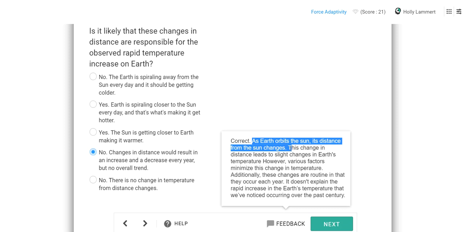As Earth orbits the sun, its distance from the sun changes. This change in distance leads to slight changes in Earth's temperature. However, various factors minimize this change in temperature. Additionally, these changes are routine in that they occur each year. It does not explain the rapid increase in the Earth's temperature that we've noticed occurring over the past century.